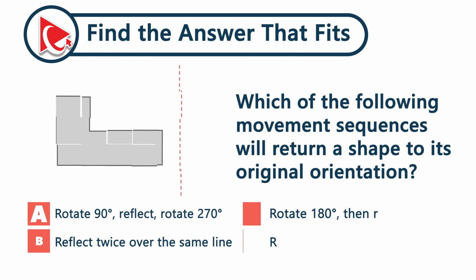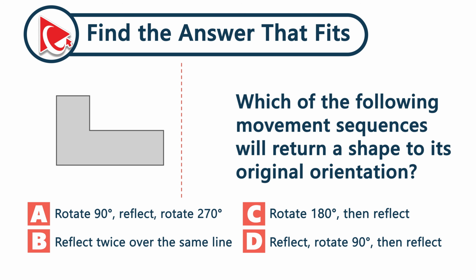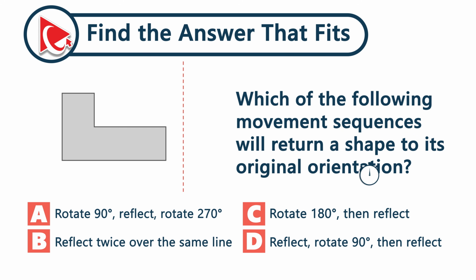And the correct answer here is choice D, 300 degrees. Here's a cool question for you. Which of the following movement sequences will return a shape to its original orientation?